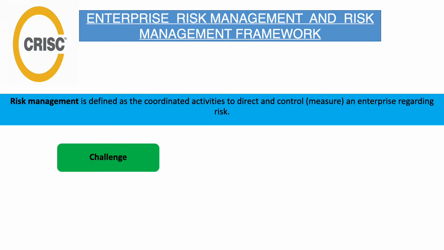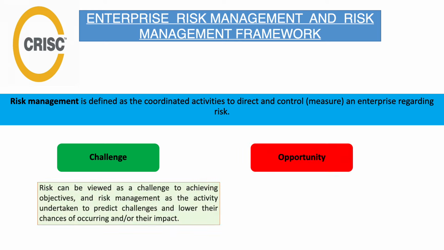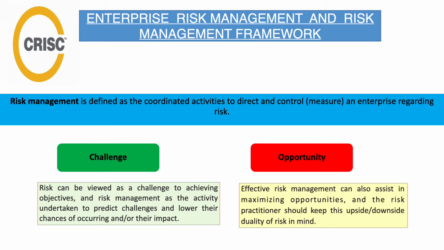So, risk management is defined as a coordinated activity to direct and control an enterprise regarding risk. What are the challenges? Risk can be viewed as a challenge to achieving objectives, and risk management as the activity undertaken to predict challenges and lower their chance of occurring or their impact. So the coordinated effort to guide and regulate a company with regard to risk is known as risk management. Simply said, risk is a hurdle to attaining goals, and risk management is the activity likely to foresee risk and reduce its likelihood of happening or its effect.